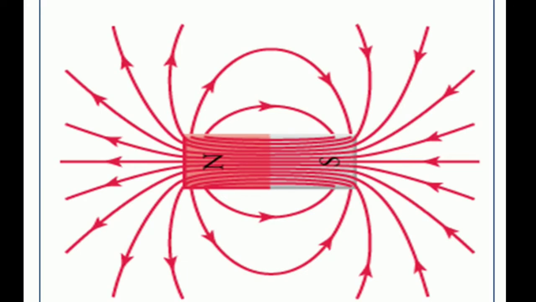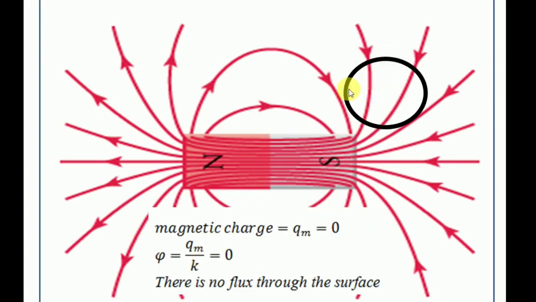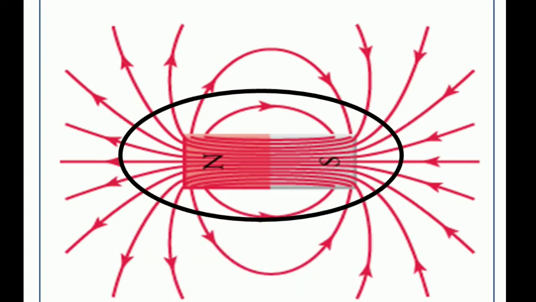Now similarly we'll consider a magnetic dipole. We consider a charge Qm out here, plus Qm and minus Qm. Now let us consider a surface out here. Here the magnetic charge is not there, we have 0 magnetic charge, so flux is 0. See, 2 lines are entering and 2 lines are coming out, so that means we don't have magnetic flux.